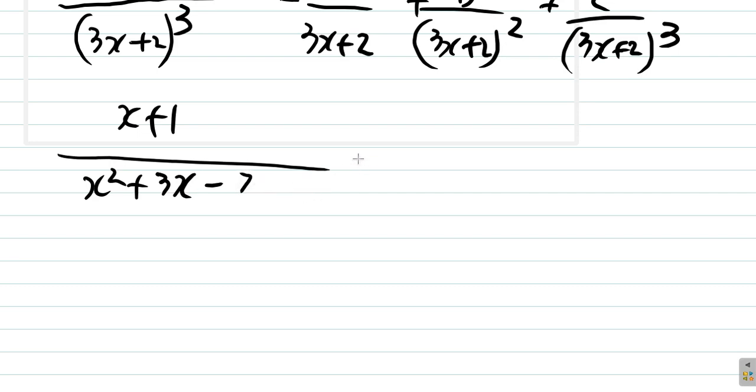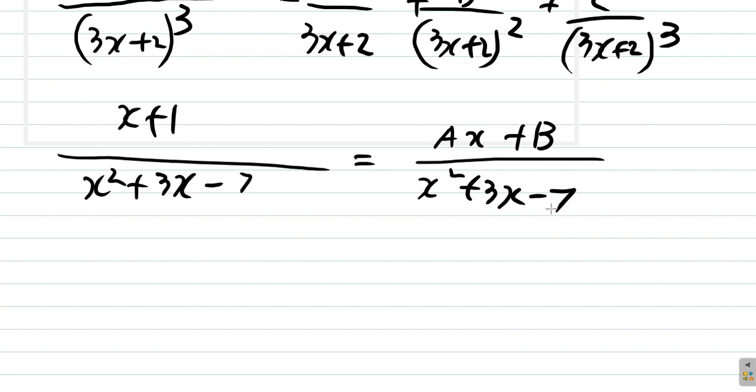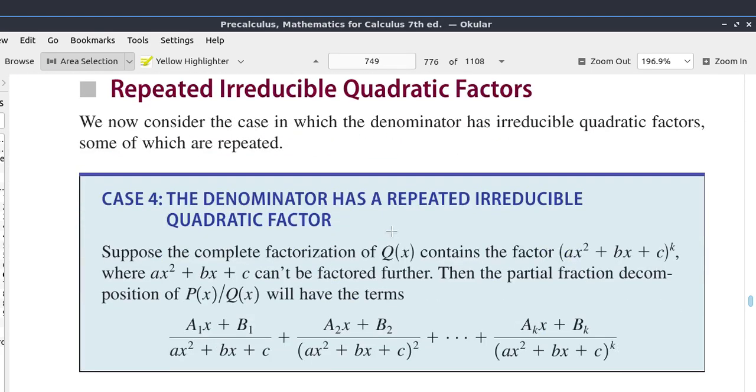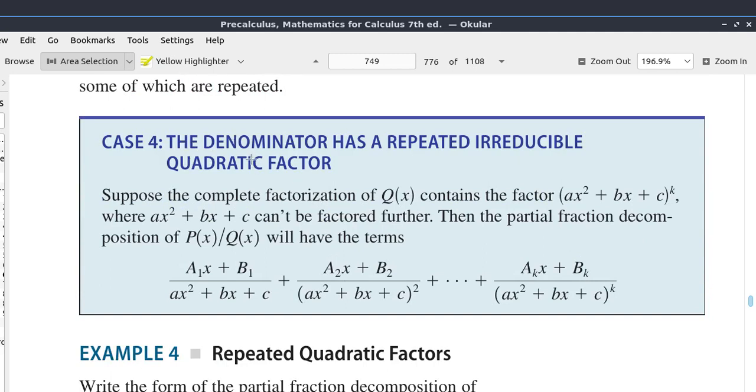Alright? When you're finding the partial fractions, you say ax plus b divided by x squared plus 3x minus 7. Then you multiply out and so on, work it out as algebra, and figure out what a and b are. You have ax plus b over this. Alright? And then, case 4, the denominator has a repeated irreducible quadratic factor.